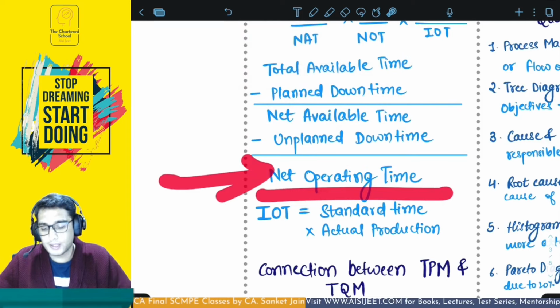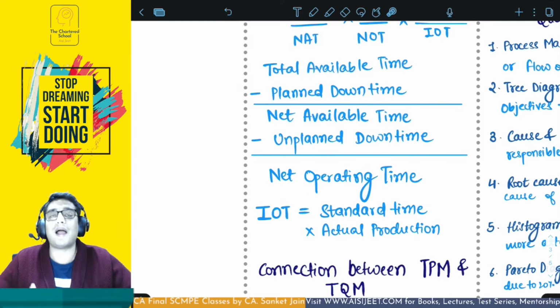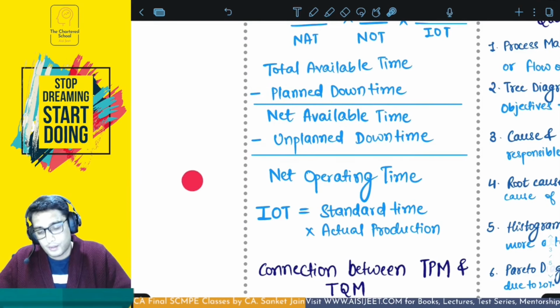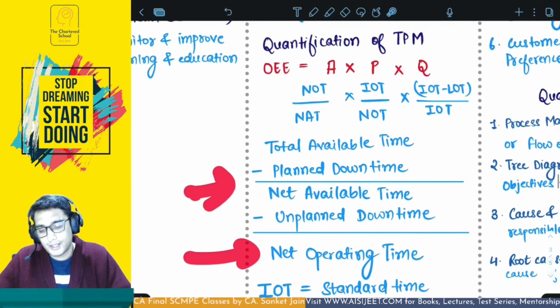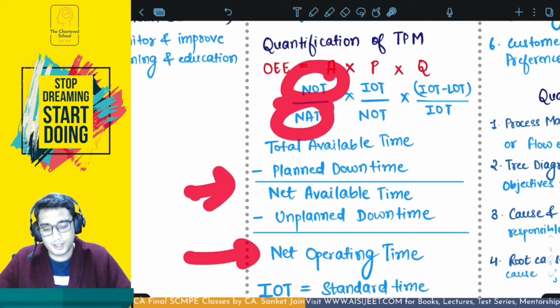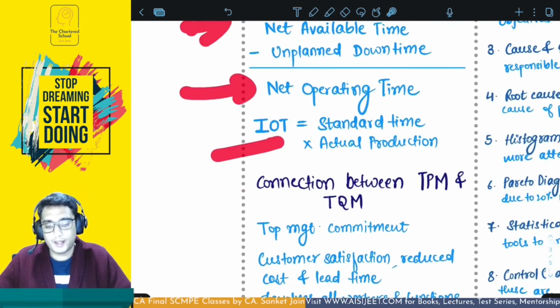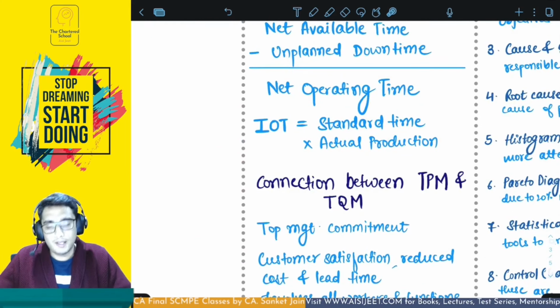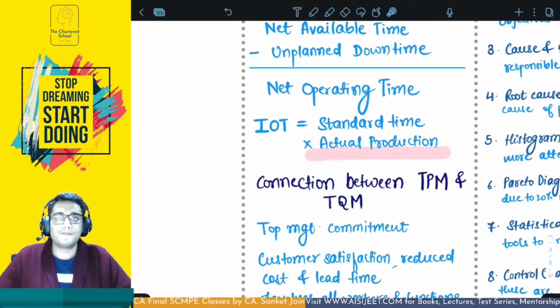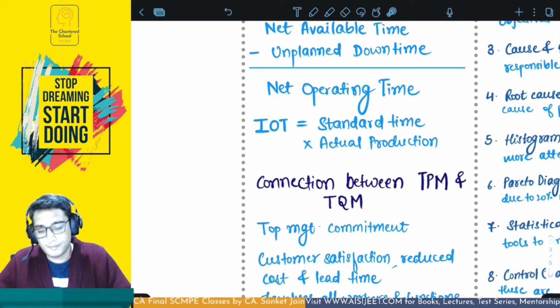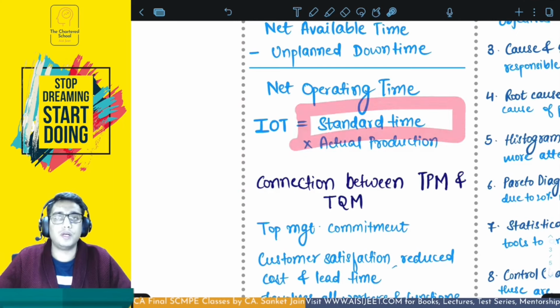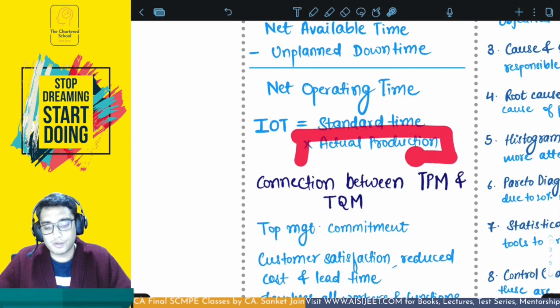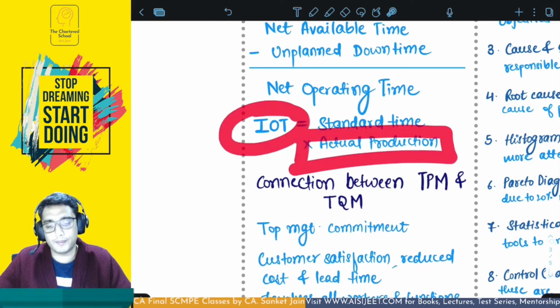Net operating time is the time for which you have actually worked, right? So net operating time, net available time. Now availability is going to be net operating time upon net available time. How to calculate ideal operating time? Ideal operating time is basically the actual production that you have done multiplied by the standard time per unit. The standard time you should have used for that particular unit multiplied by the number of units that you have actually produced. That is going to give you the ideal operating time.